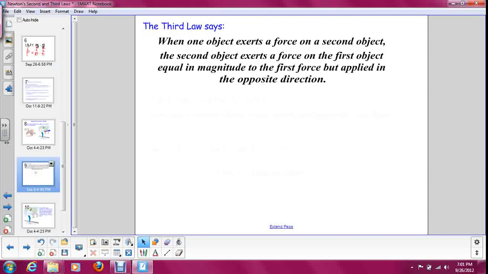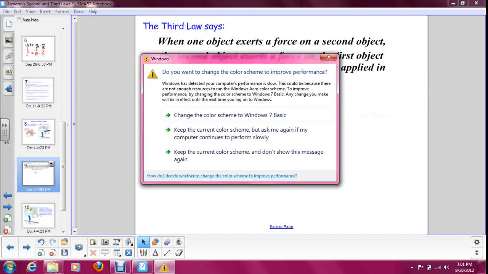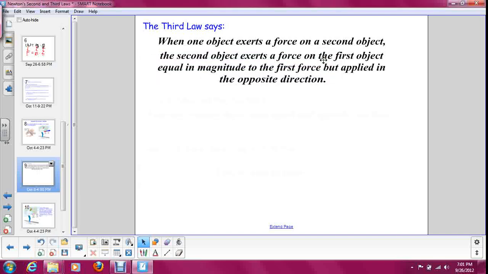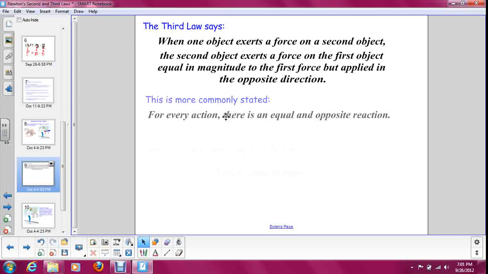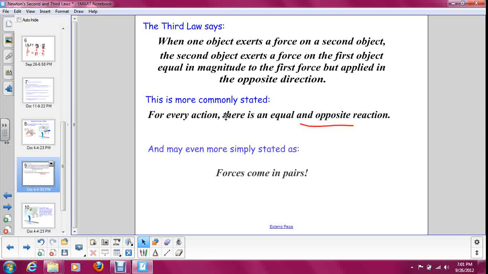So the third law says when one object exerts a force on a second object, the second object exerts a force on the first object equal in magnitude to the first, but applied in the opposite direction. That's pretty complicated, so let's summarize it a little bit. More commonly stated, for every action there is an equal and opposite reaction. Even more simple, forces come in pairs.